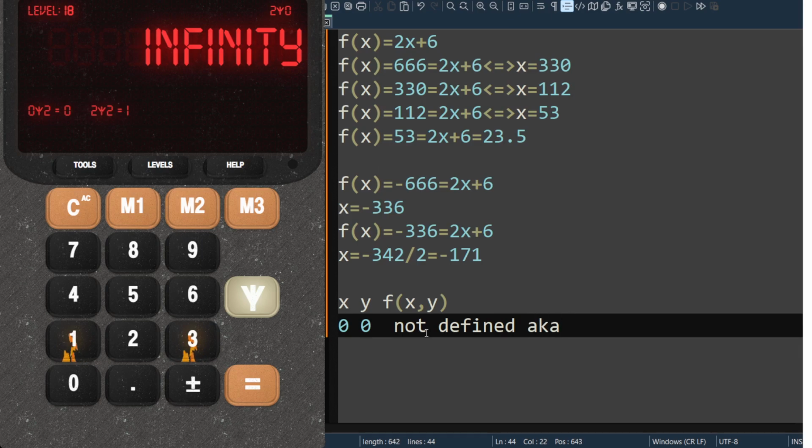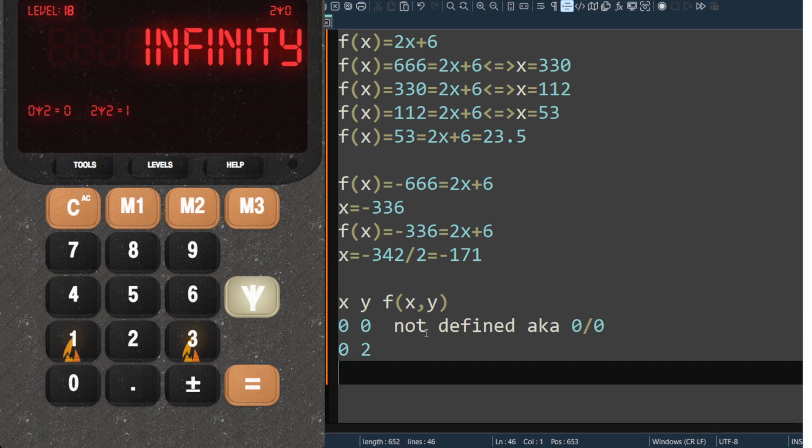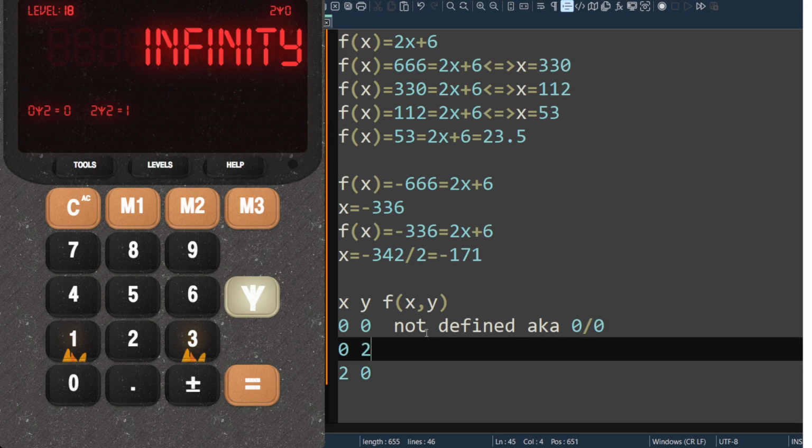AKA 0 divided by 0. I already have an idea of what the function is, just so you know. That wasn't a hard one. Also, I don't think that I've seen this one. I have mostly scrolled through the ending parts of this one.